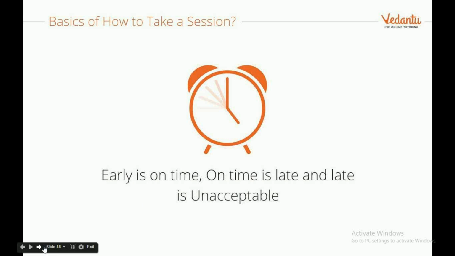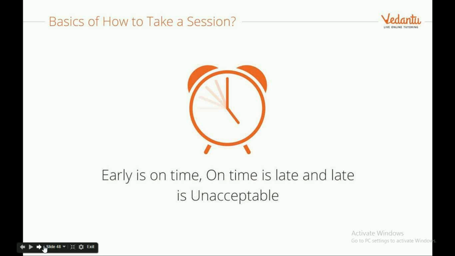So the very first thing that we need to take care of is the basics of how to take a session. The very first thing we have to be careful about as a teacher on Vedantu is that we always have to be not on time but before time, because coming to the session 10 to 15 minutes before the start time always makes us feel confident and makes us prepare our topic much better. We can prepare our slides, we can go through the content, we can go through the flow of the content.